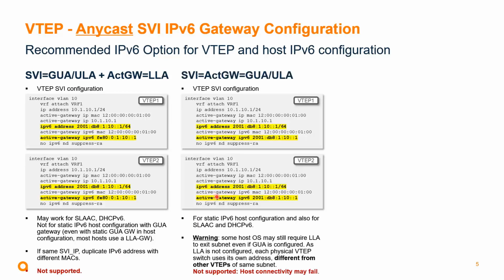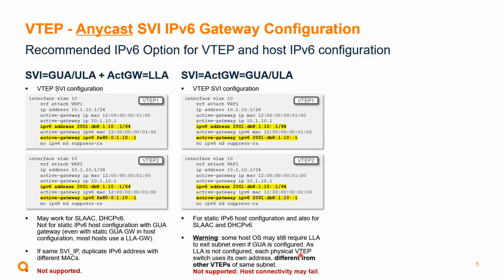So the next one is about the SVI and the active gateway being a global address. It will work for static IPv6 host configuration, for SLAAC, and for DHCPv6. But a bit of a warning: some host operating systems, like Windows for instance, will still require a link local address on VTEP 1 and VTEP 2 to be set in order to exit the subnet, even if the global unicast address is configured.